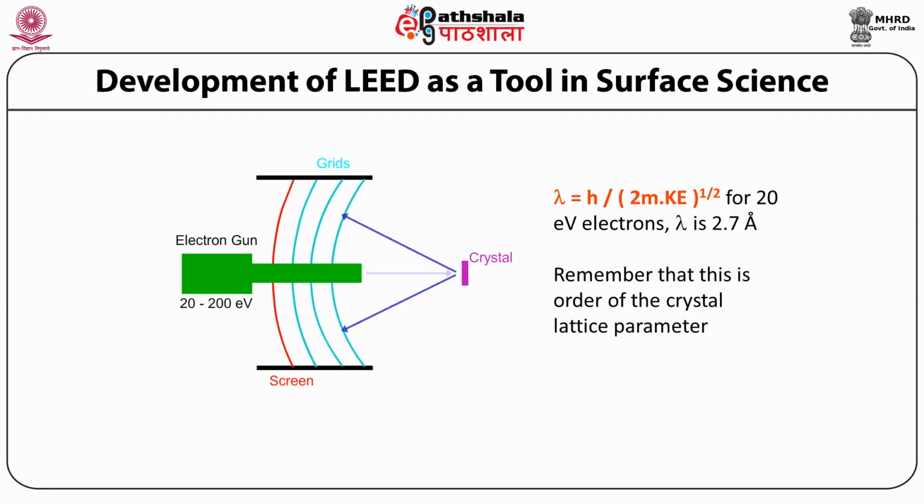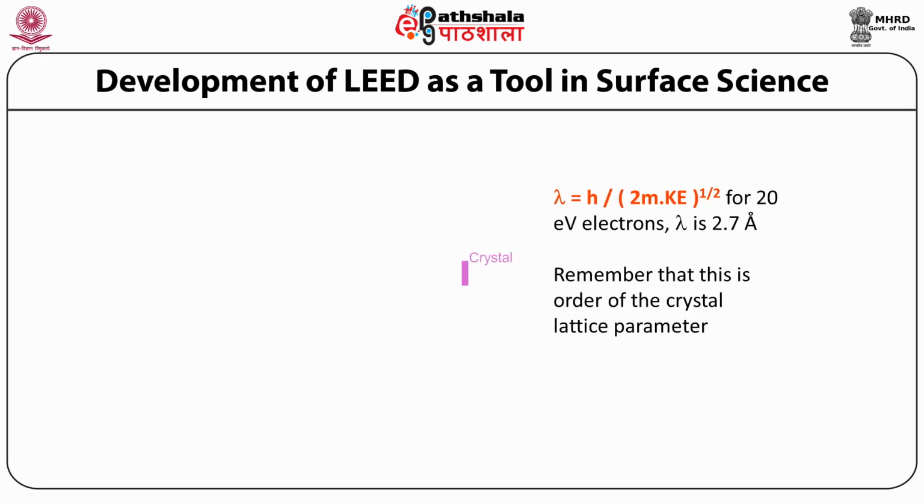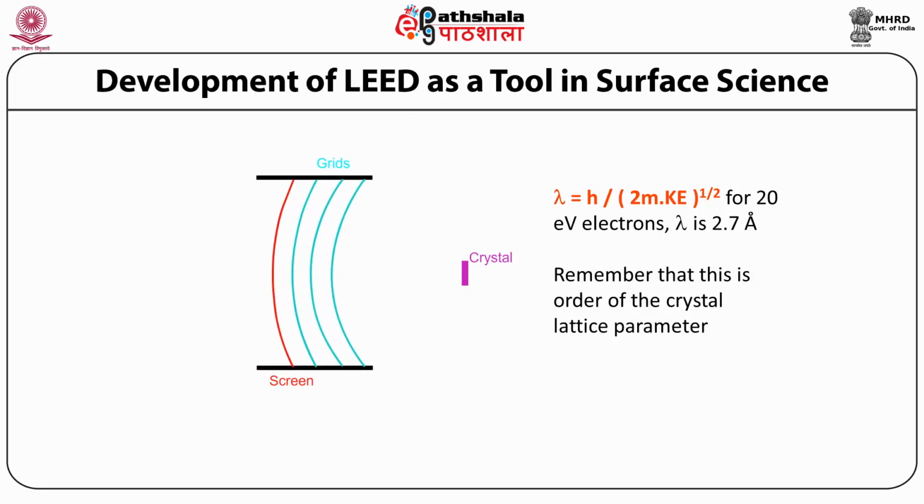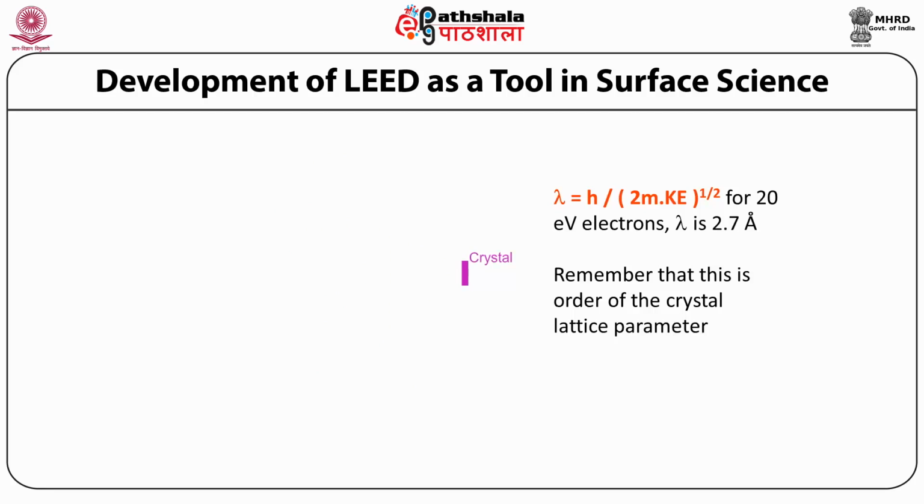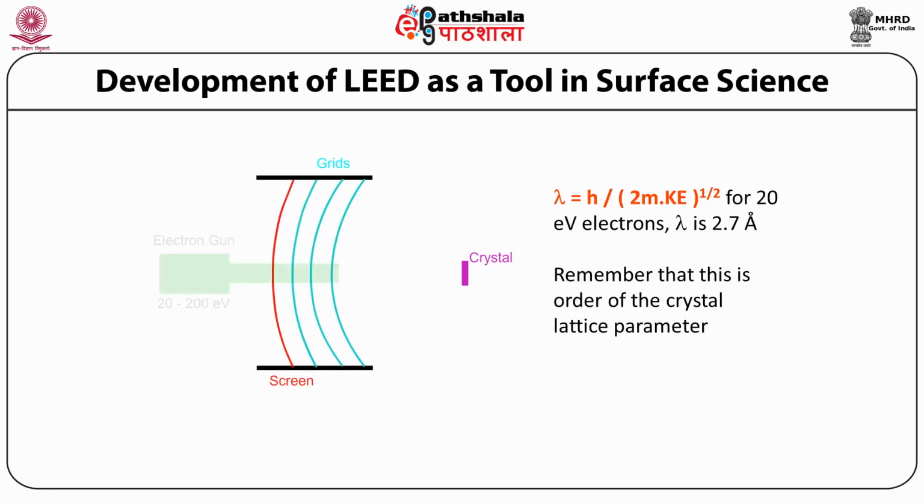we take an electron gun. That electron gun fires on a crystal surface, and the rays are reflected and brought back on the screen, which are then analyzed, and the energy of various orbitals or official states calculated. Here lambda is equal to h upon the square root of 2m times kinetic energy. For 20 electron volt electrons, lambda is 2.7 angstrom. Remember that this is the order of the crystal lattice parameter, which has also been given here.